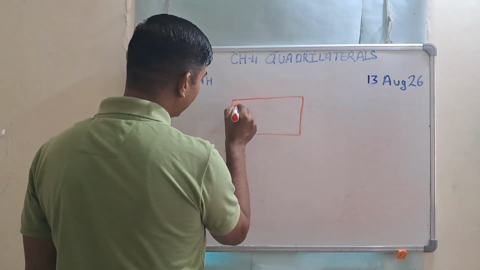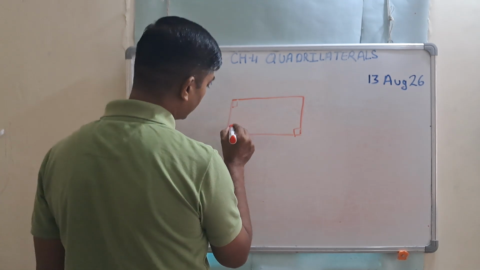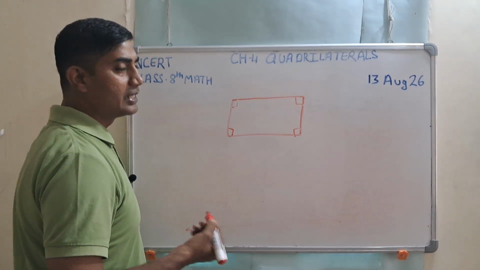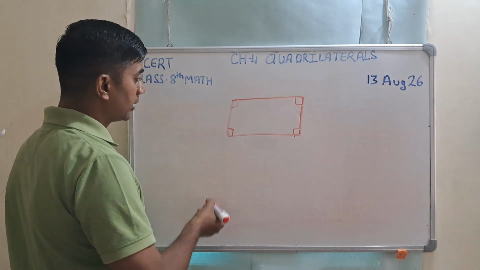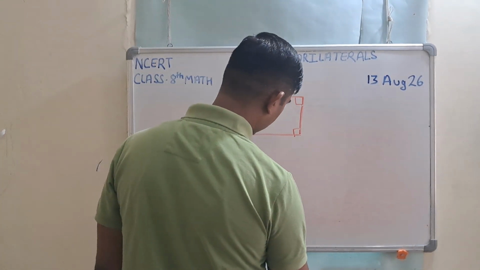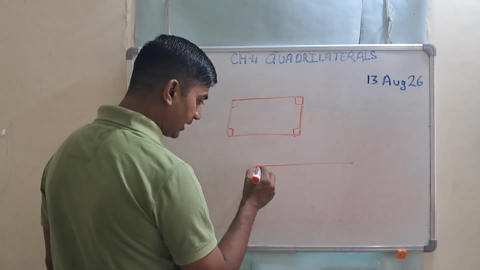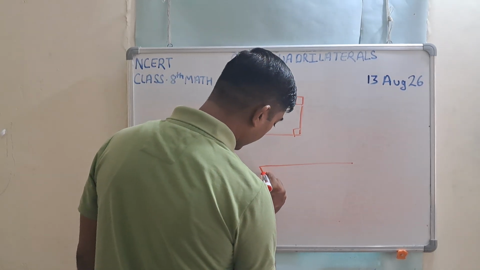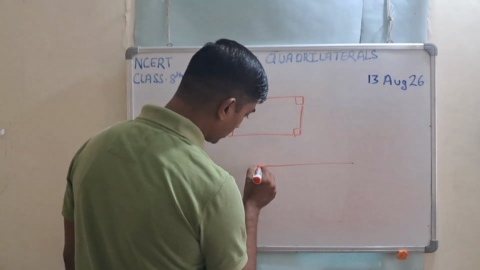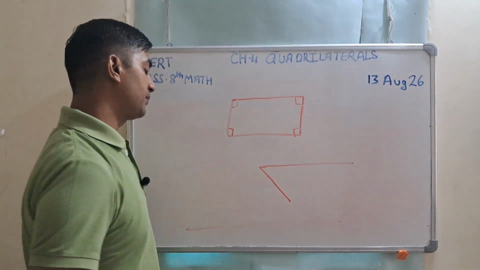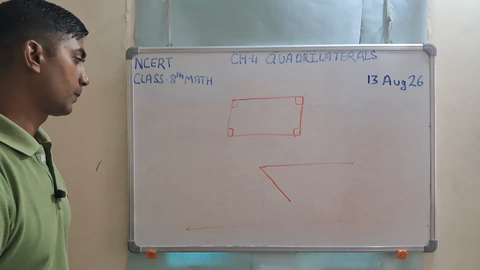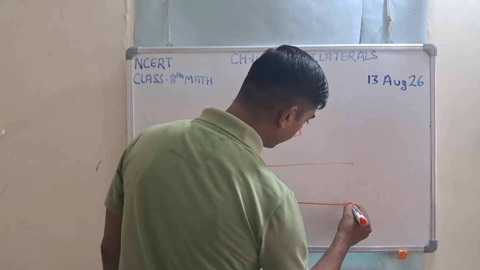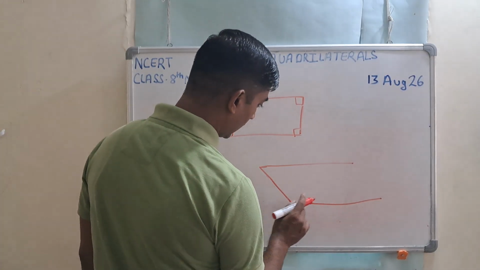Since we know that this is a rectangle, these angles are 90 degree. Understood? Let's change this angle, and we have changed this angle from 90 degree to an acute angle. Understood? We have changed this 90 degree to an acute angle. And then draw the parallel line of the same length, and this is also the same.